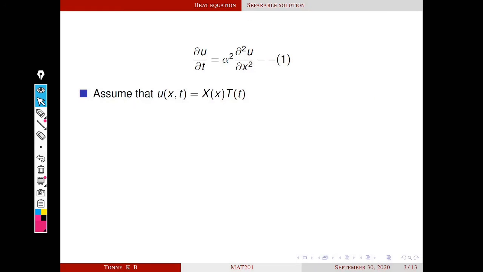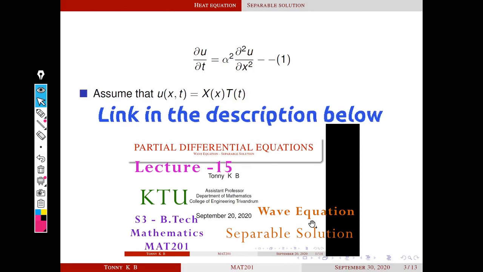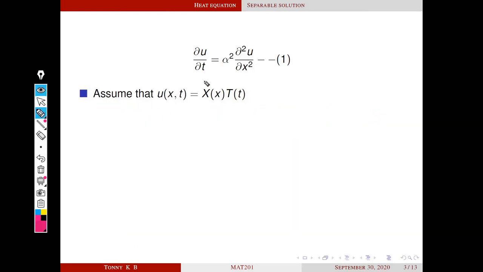The method for solving this problem is similar to the previously discussed wave problem. So we just run through it. We assume that the solution u(x,t) is a function of x times a function of t. Then the partial derivatives, partial d square u by dx square, become X double dash T, and partial du by dt equal to X T dash. Here X double dash means d square X by dx square and T dash is dT by dt.